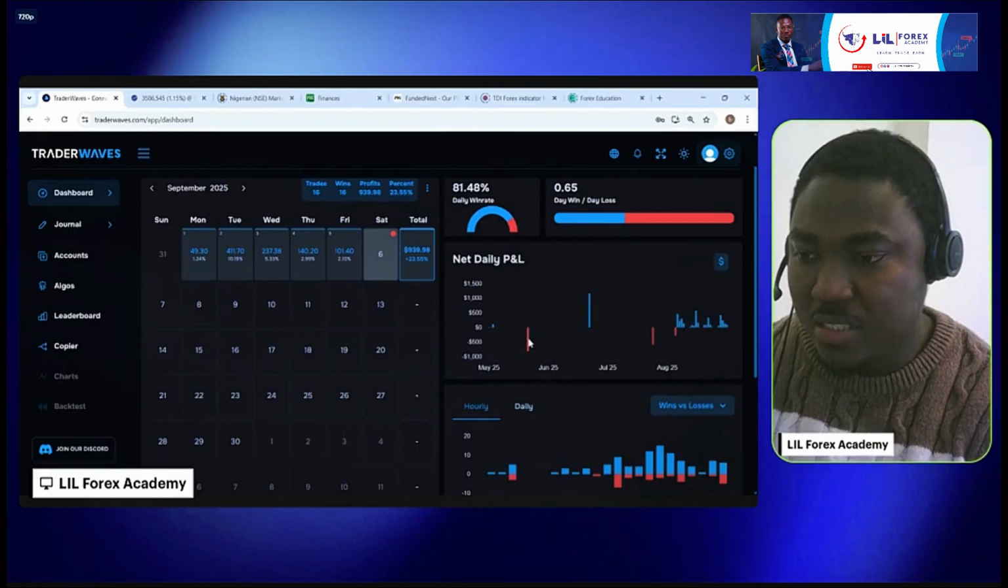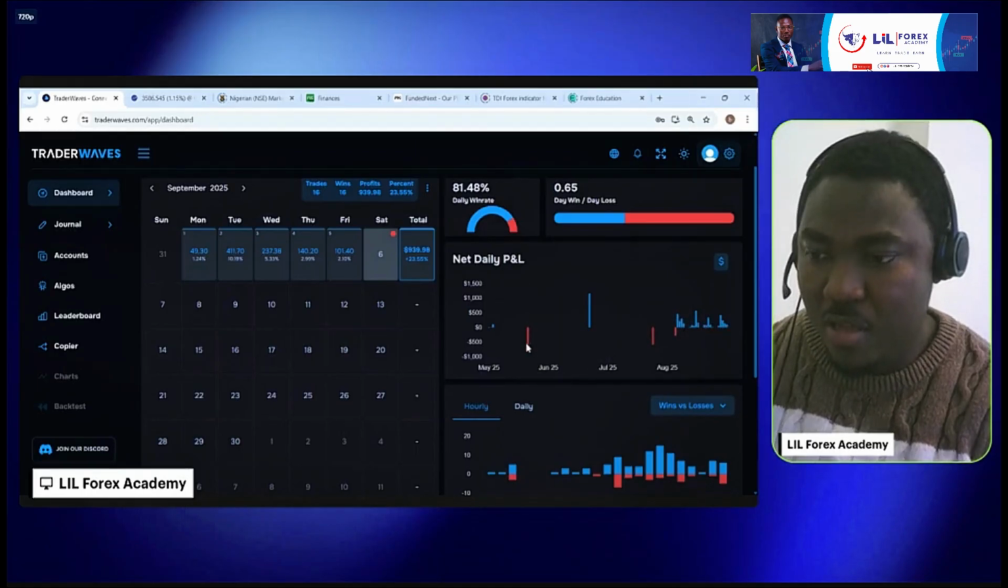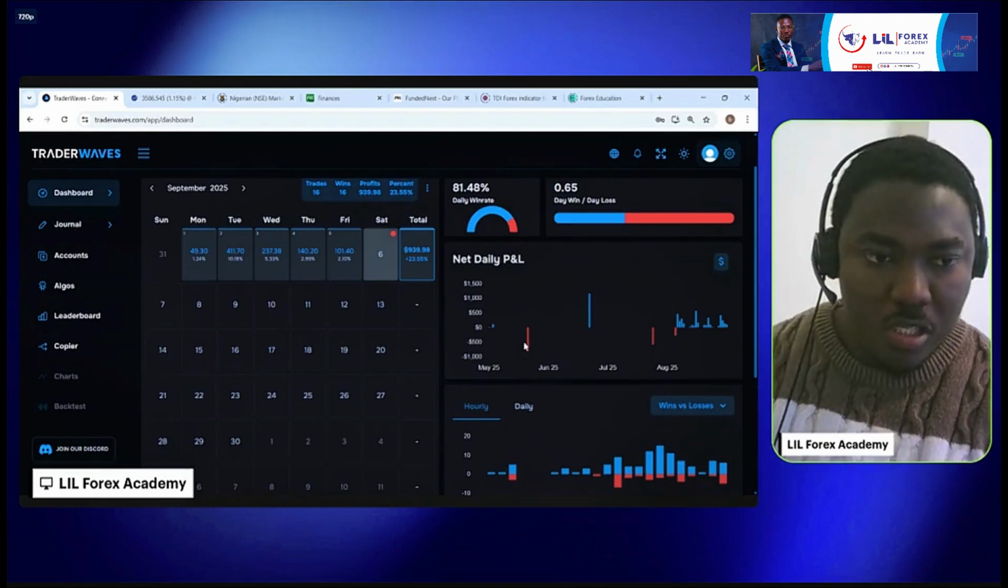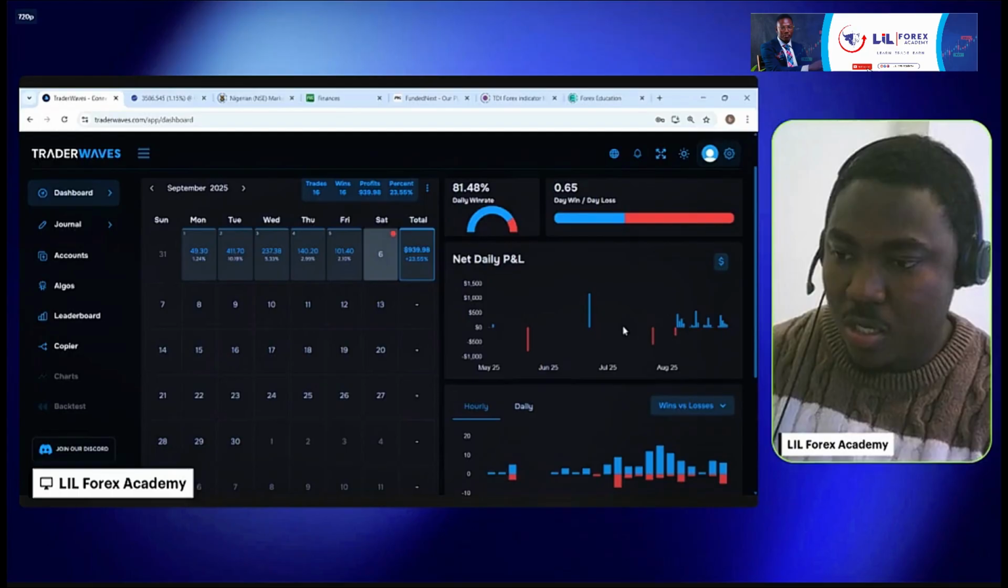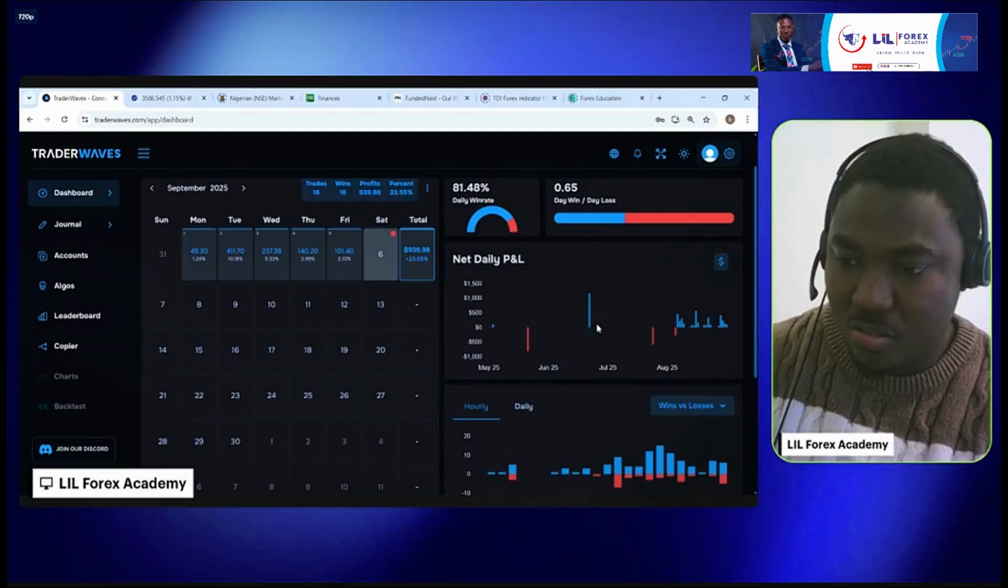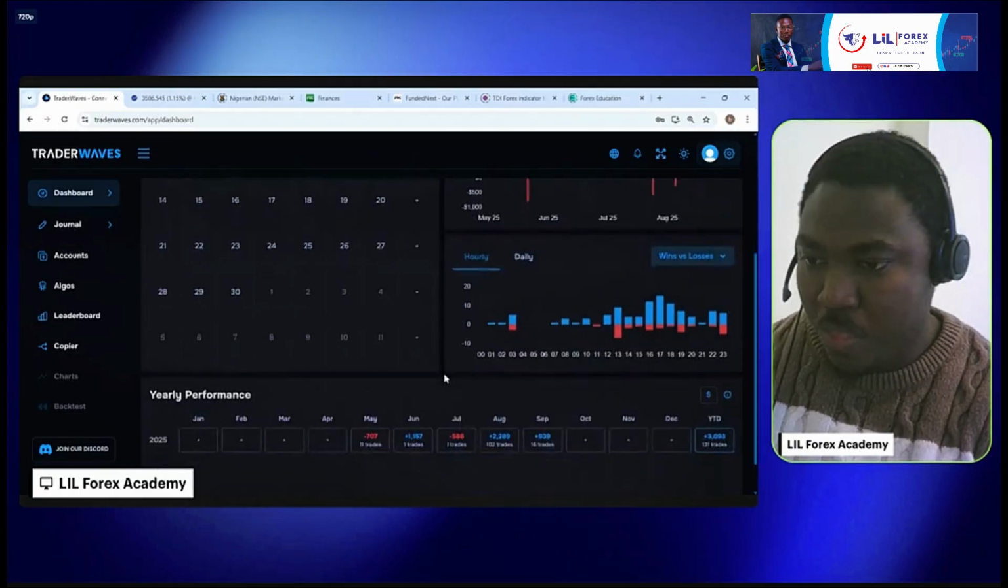So you can see that this is like an outlier, because this is extreme. So like I said, it grouped all the losses I made before this period, and all the profit I made before the period, and I don't know what it did anyway.